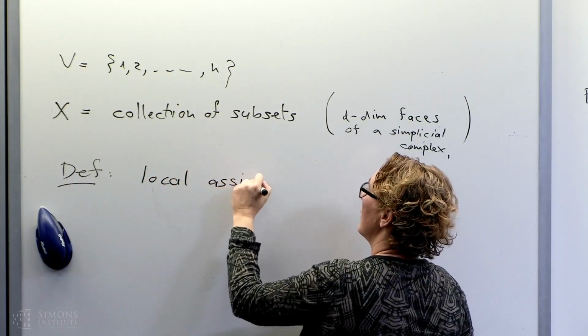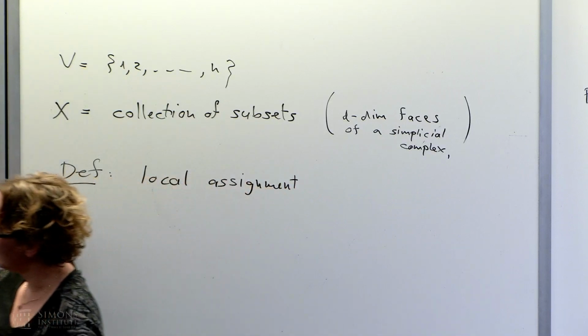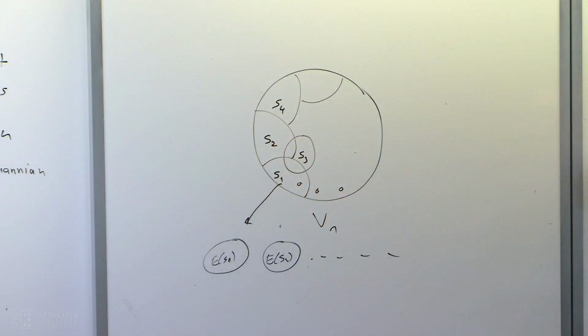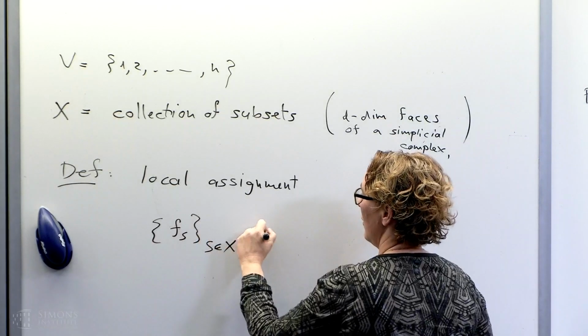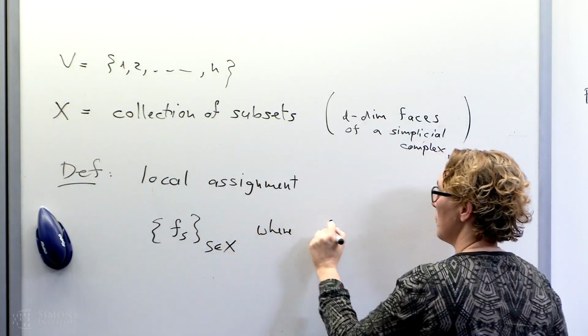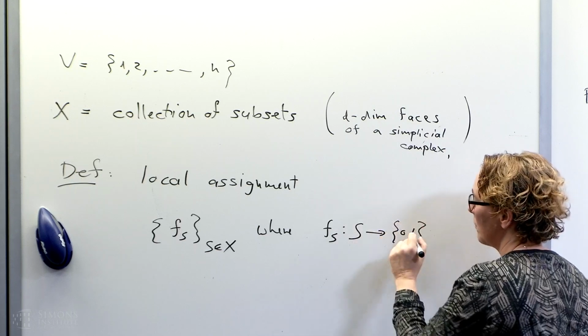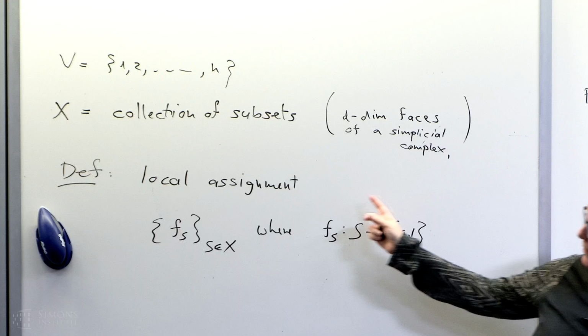And now I'm going to define a local assignment. A local assignment is really a collection of local functions. One function for every subset. Okay, so it's something like this, f sub s, for all s in X, where f sub s is a function from s to {0,1}. 0, 1 is arbitrary. It could be some other alphabet. I don't care. So what is this thing?